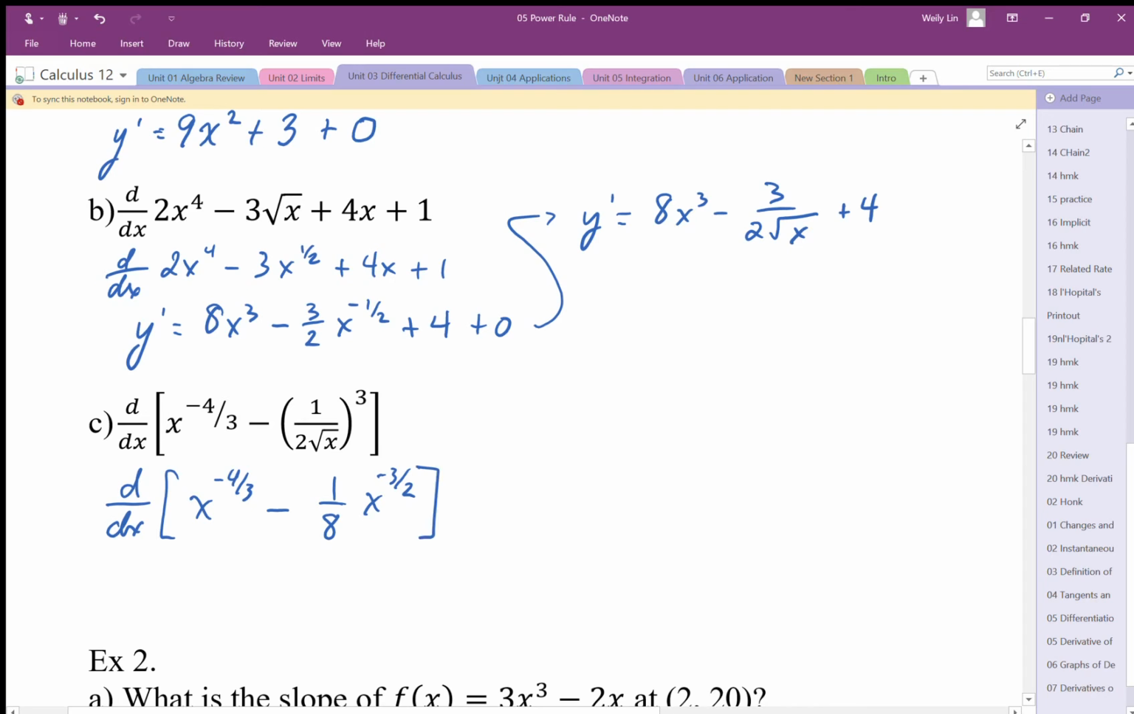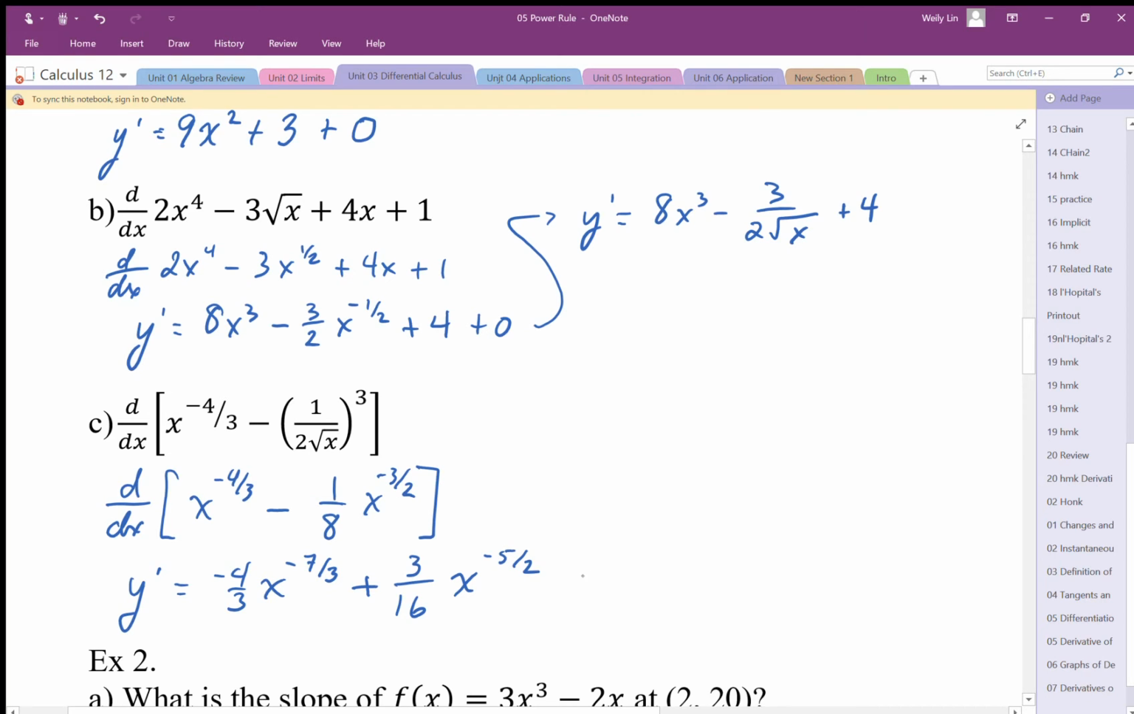Okay, so then applying the power rule here, I get the derivative function is negative 4 over 3. I'm going to reduce the power by 1. So negative 7 over 3. I'm going to multiply these powers. So this power comes to the coefficient, so it becomes 3 over 16. The negative negative becomes plus, and then x becomes negative 5 over 2. Okay, so I can leave it like that.